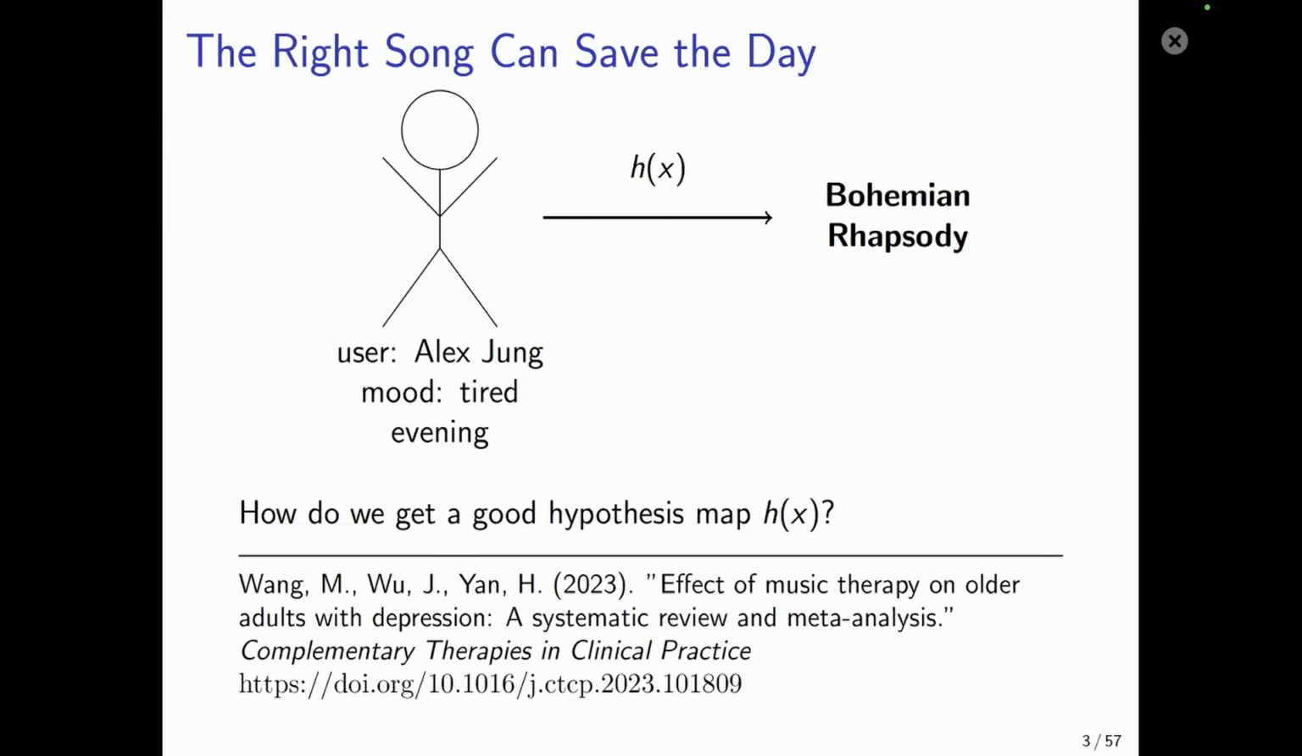So, to give you a two-slide reminder, machine learning is about learning a function or hypothesis map that reads in the features of a data point, like the username, the mood, and the daytime, and then outputs a prediction for something. The prediction here could be: which song would this user enjoy most now?